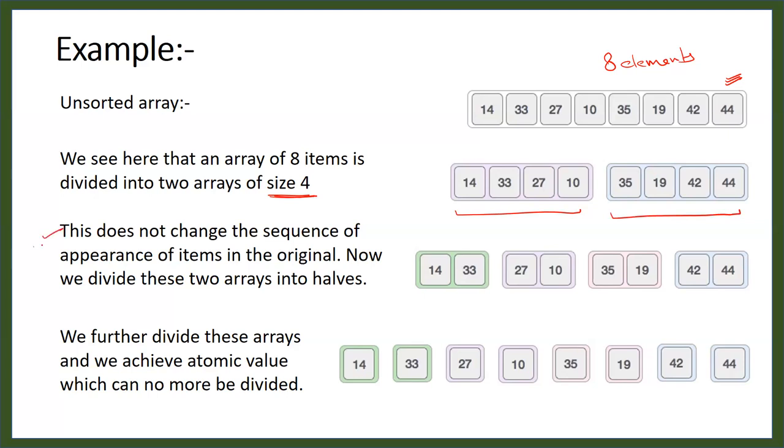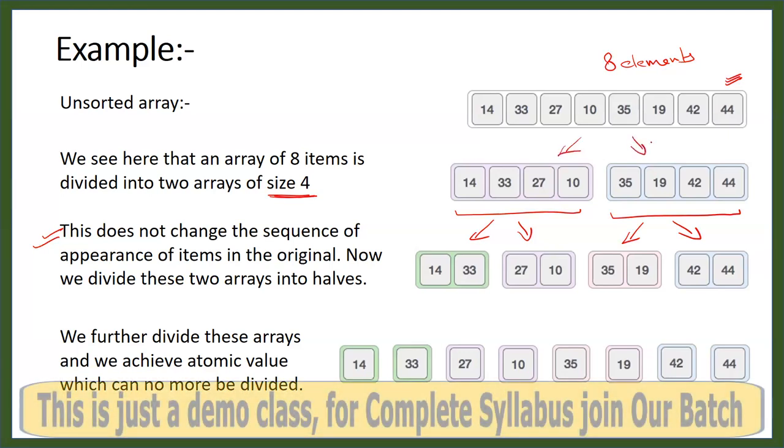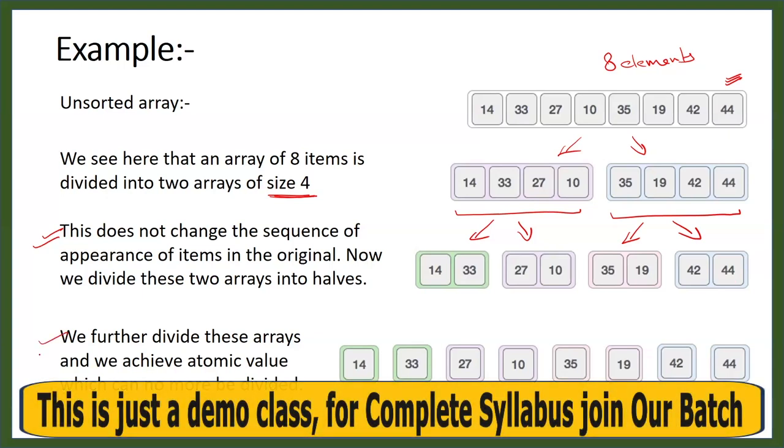This does not change the sequence of appearance of items in the original. Now, we divide these two arrays into halves. As we can see, it is divided into 2 and this half is also divided into 2. Okay, great. The bigger array is divided into two equal halves, then that is also divided into two equal halves. Now, we further divide these arrays and we achieve atomic values which can no more be divided.